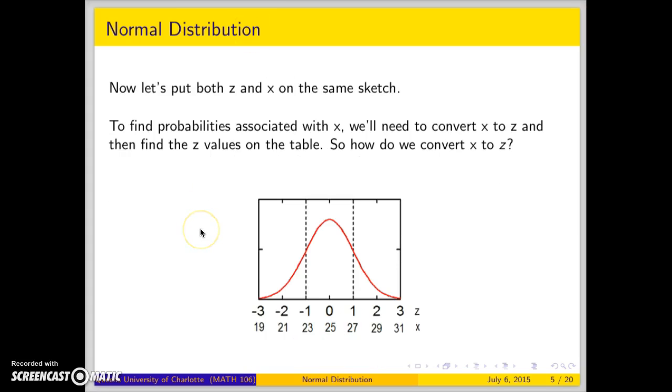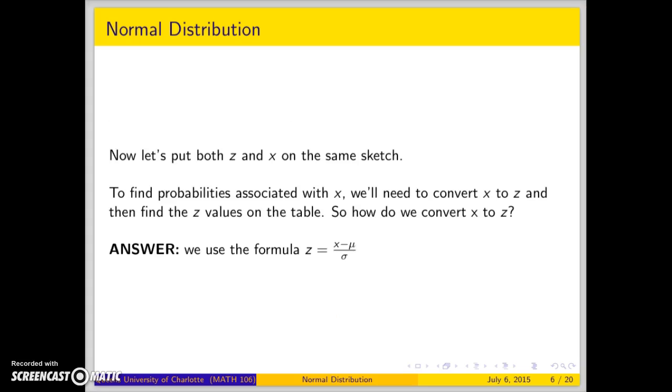Okay, so one thing I like to do is put both the x and the z values on the same sketch, where you can see that a z of 0 lines up with an x of 25 in this case, and a z of 1, which is 1 standard deviation above the mean, lines up with an x of 27, and so on. And I like to do this because it helps you see the relationship between x's and z's.